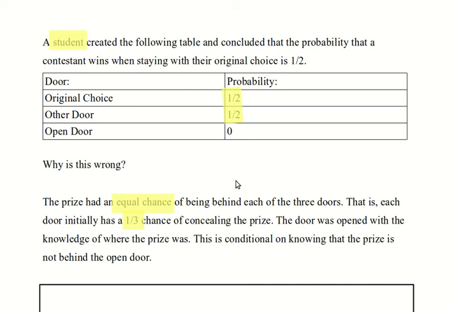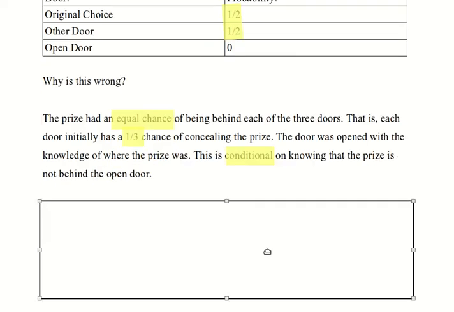The door was opened with the knowledge of where the prize was. What that means is it wasn't a randomly opened door. This is conditional knowledge. When the host opens a door, the host knows where the prize is. So it is conditional on knowing that the prize is not behind the open door. It's easy to say why the probabilities don't change from 1/3 to 1/2. There's no information created there. But I think it's more interesting to say, well, what would be right? So let's talk about that.